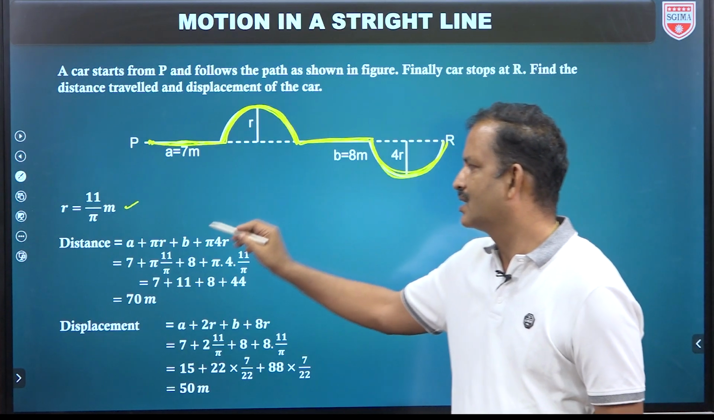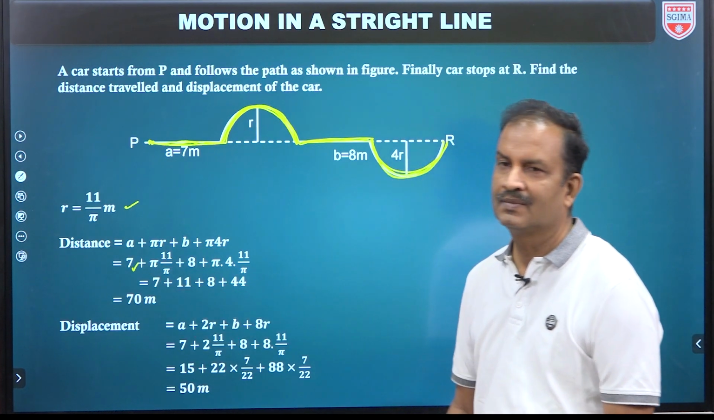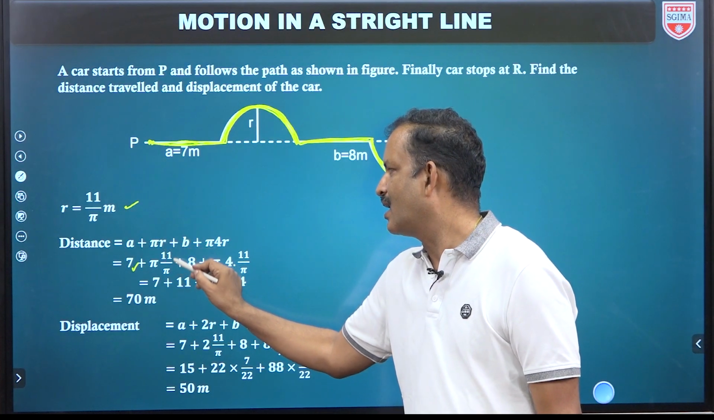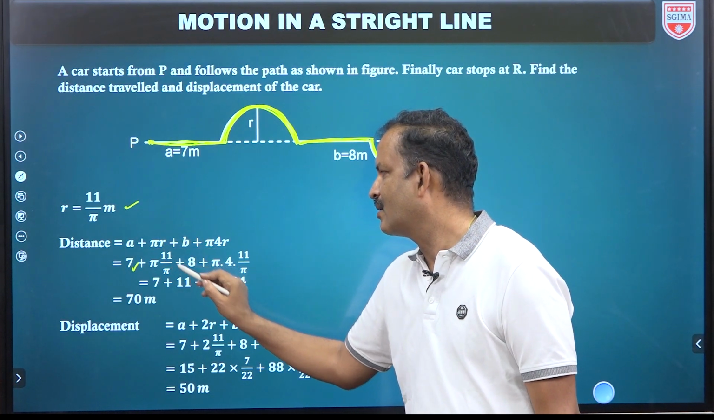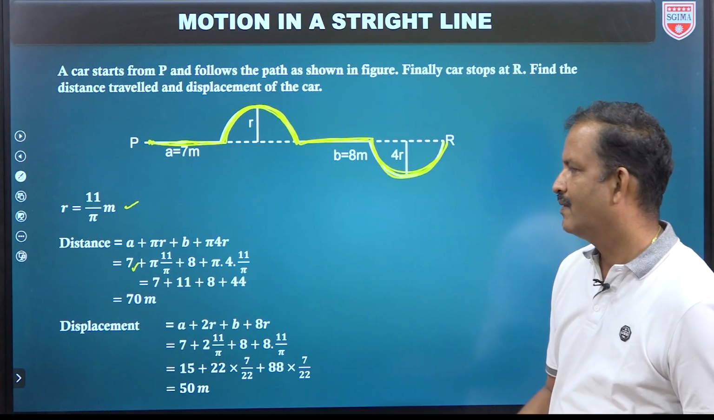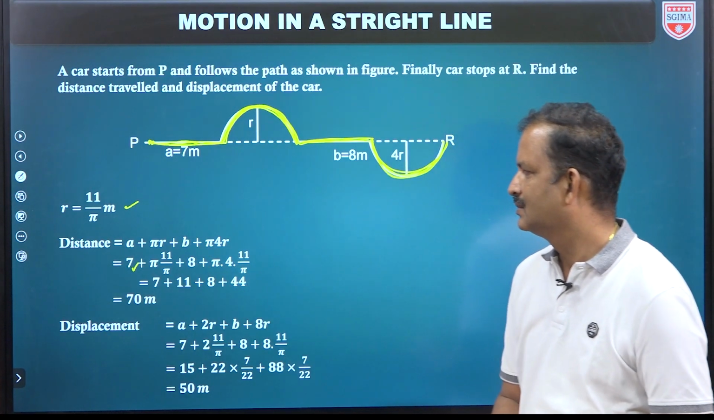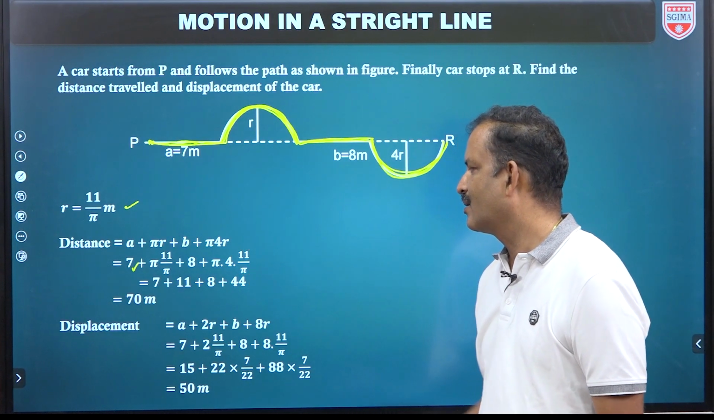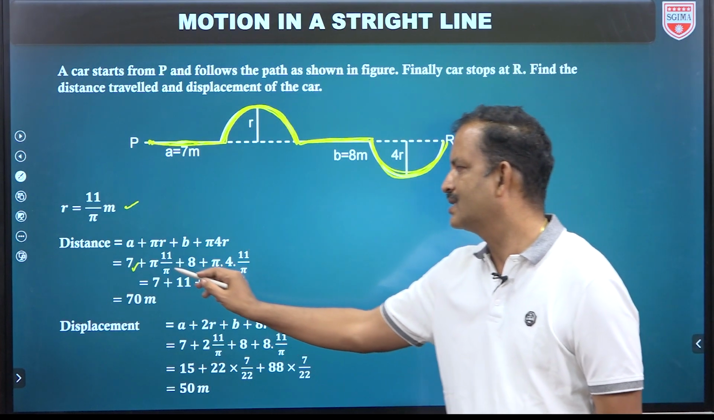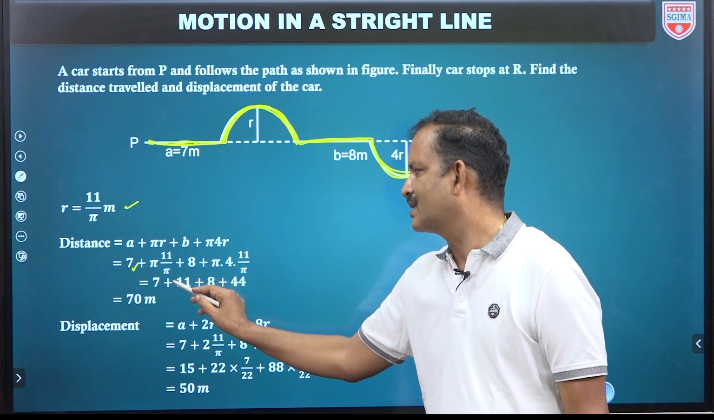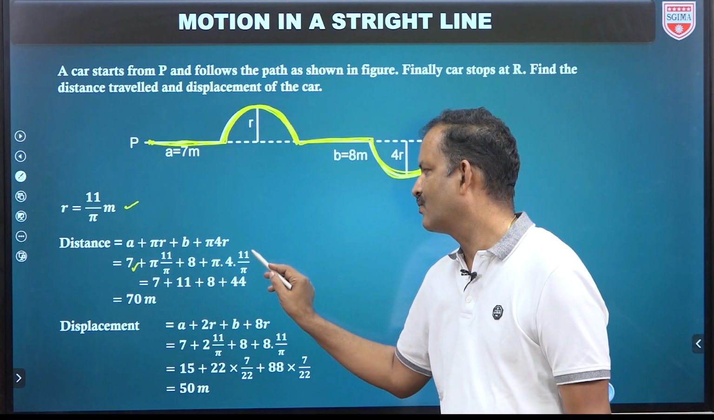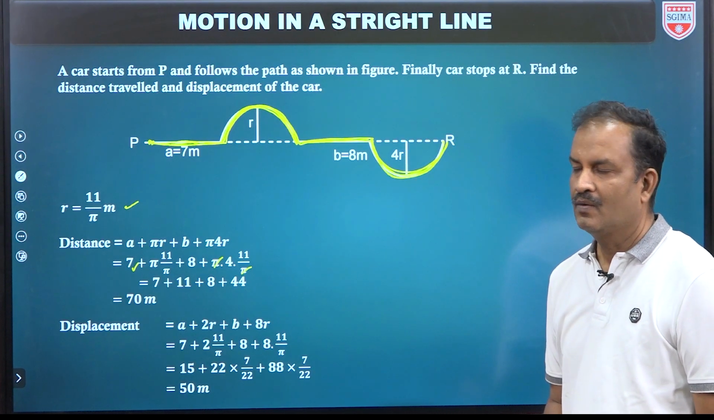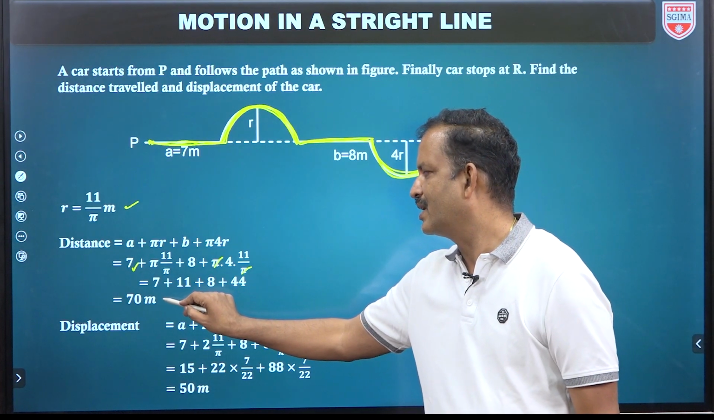So, A value is given as 7 meters. B value is 8. Here pi r means the r value is given as 11 by pi. Plus pi into 4r, 4 into 11 by pi. If you simplify this, 7 plus 11 plus 8 plus 44, the pi will cancel. We get 70 meters.